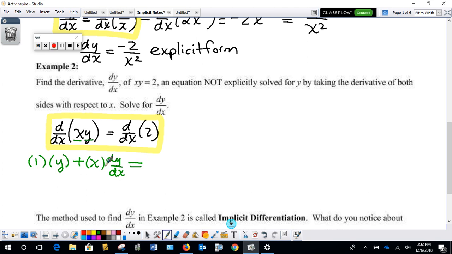Now I'm going to take the derivative of the right-hand side. The derivative of a constant is always 0. So what I have here written in green is I have taken the derivative. I signaled that I was going to take the derivative up here, and it's implicit. I took the derivative. This is an implicit form of dy/dx. It is not solved for dy/dx.